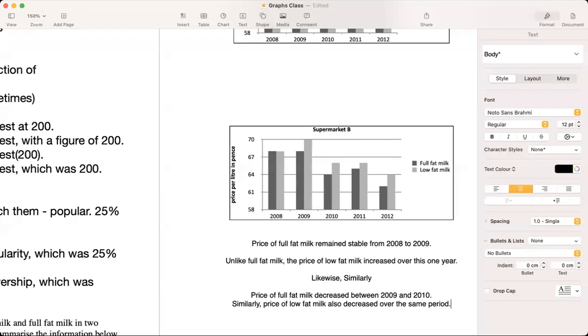So should we start the sentence similarly from the next line? Yes, next line. They don't join sentences. Similarly, unlike, likewise, they don't join sentences. You have to make a new sentence. Is it clear for everyone? Yes, sir. Okay.